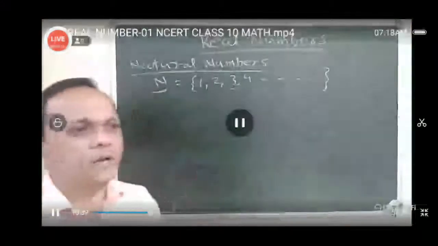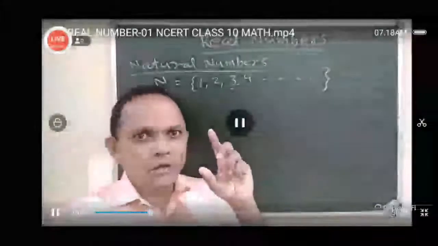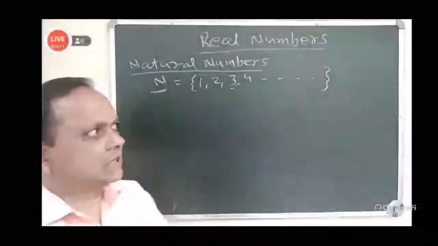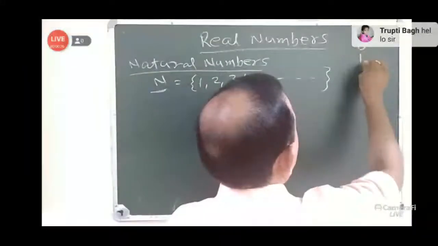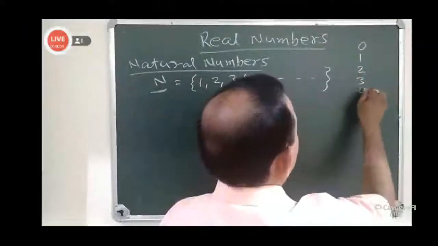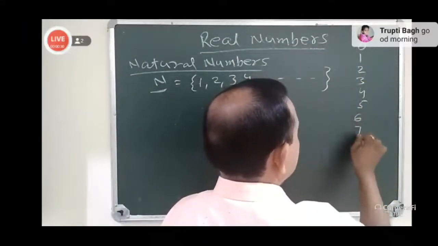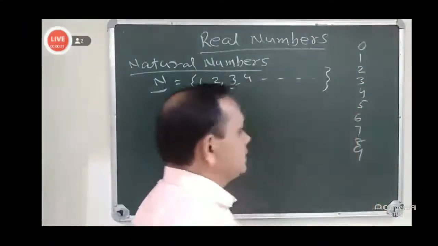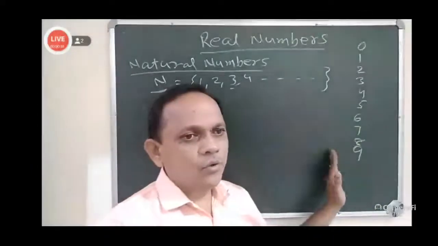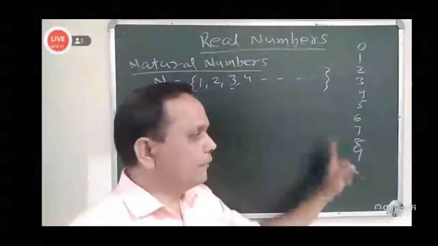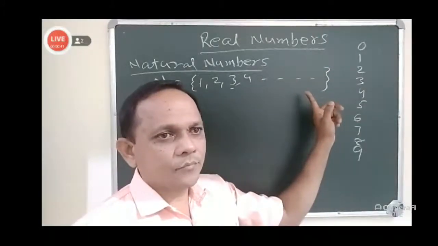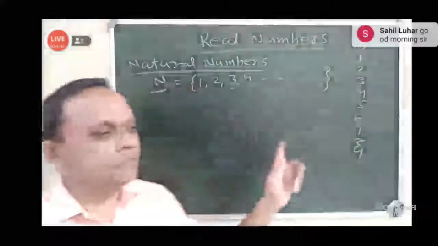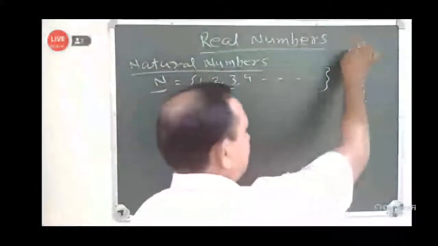Number systems. The decimal number system, there are 10 digits. 10 digits are necessary. That is 0, 1, 2, 3, 4, 5, 6, 7, 8, 9. These are the 10 digits which are necessary to make the decimal number system.